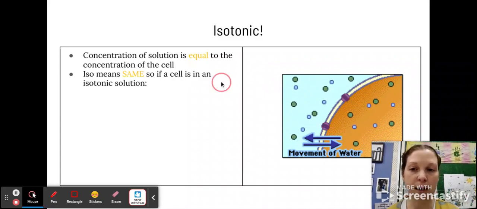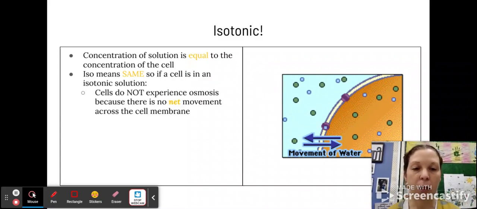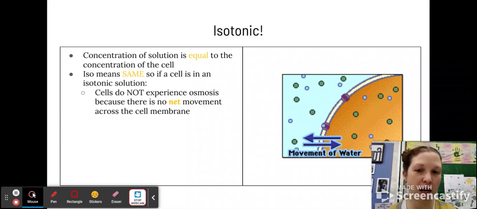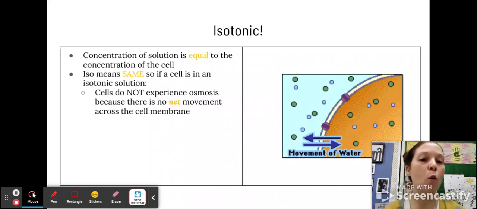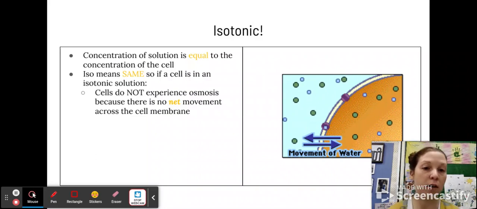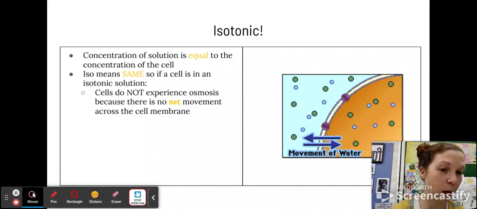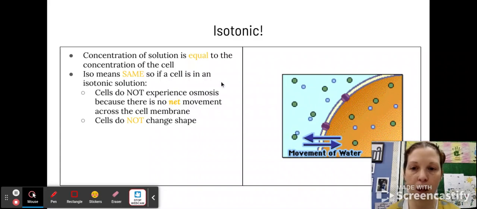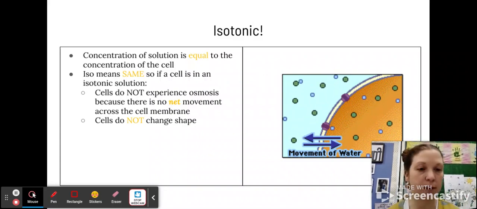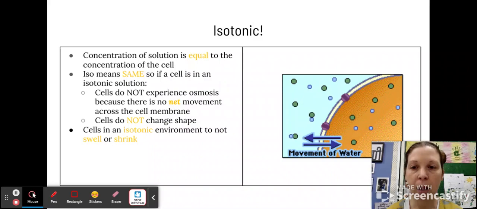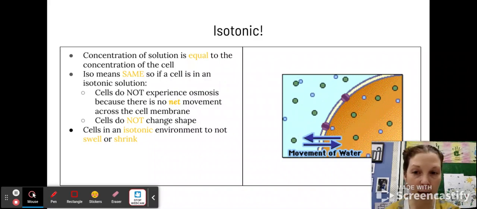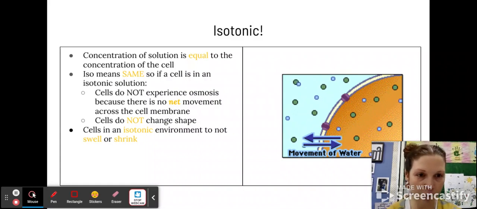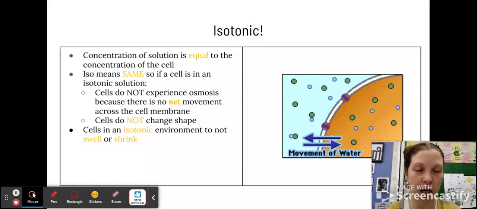If a cell is in an isotonic solution, it should not experience osmosis here. There's no net change in movement across the membrane. If a water molecule goes out of the cell, one is also going right back into the cell to make up for it. There's no net change in the amount of water. The cell should not change its shape. It should look the same. In an isotonic environment, the cells will not shrink or swell like we would see in other types of concentrated or dilute solutions.